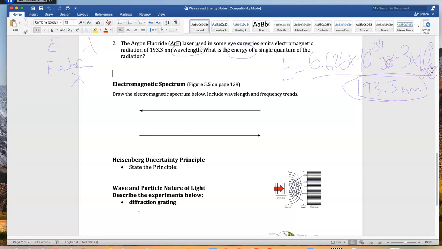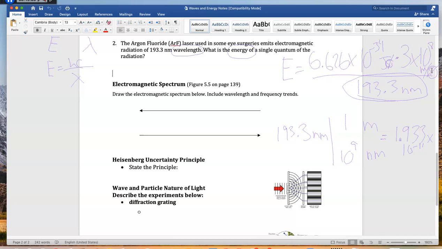How do you do that? Well, we learned a very simple way, dimensional analysis. Nanometers to meters. 1 meter is 10 to the 9th nanometers. Right? So I get 1.933 times 10 to the negative 11.